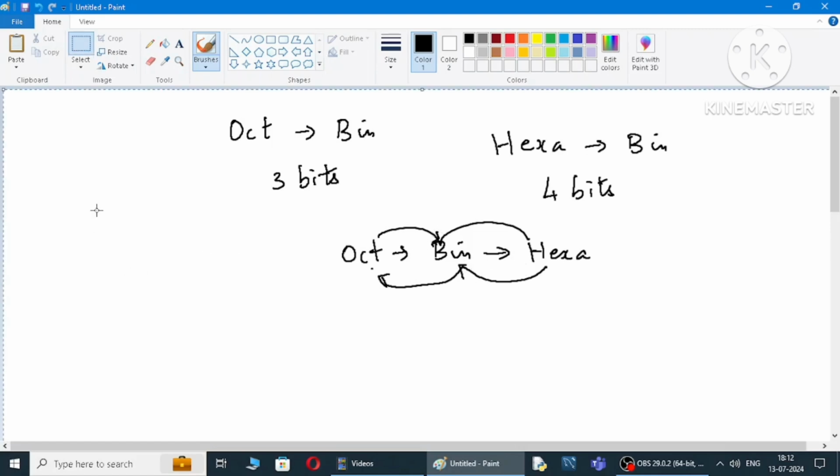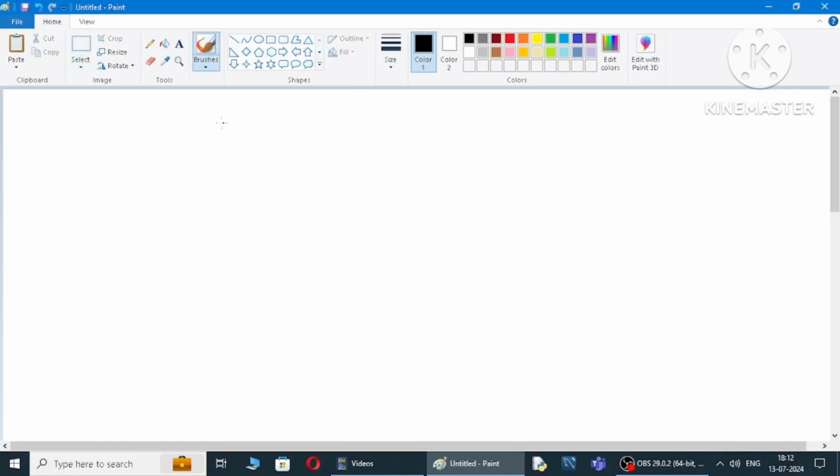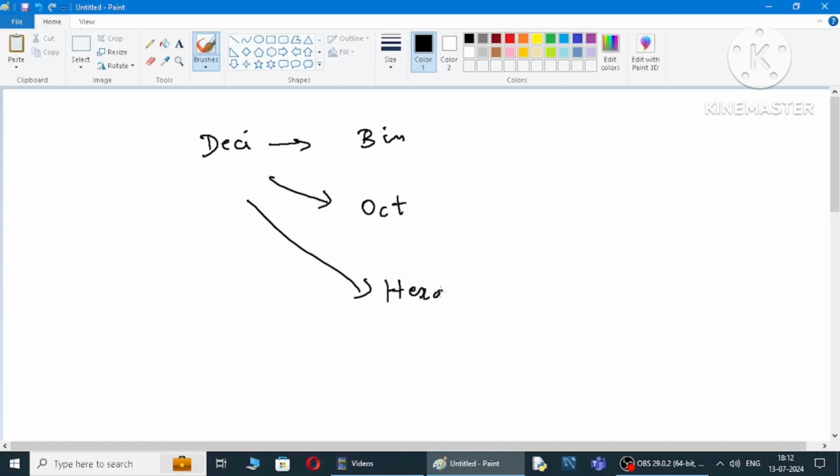Then now comes decimals. When you convert a decimal number to binary or octal or hexadecimal, you have 2 things that you should do. The whole number part is divided by 2, here it is divided by 8, here it is divided by 16. And the decimal part is multiplied by 2, multiplied by 8, multiplied by 16. Continuously do this and sum up all that, you will get the equivalent.